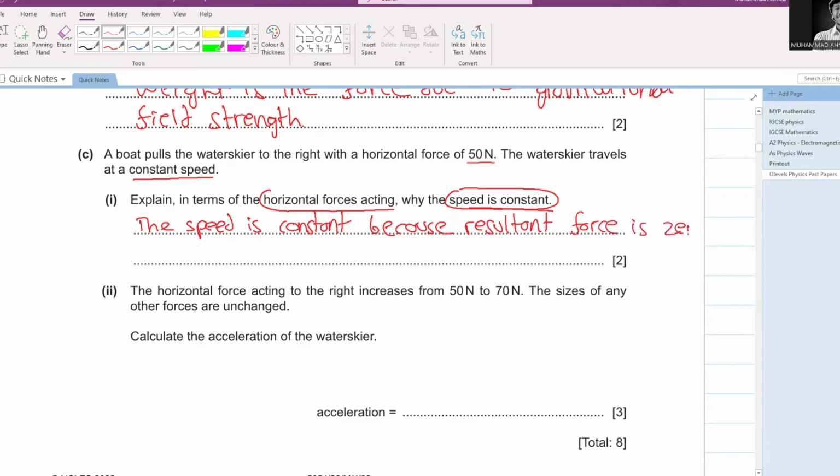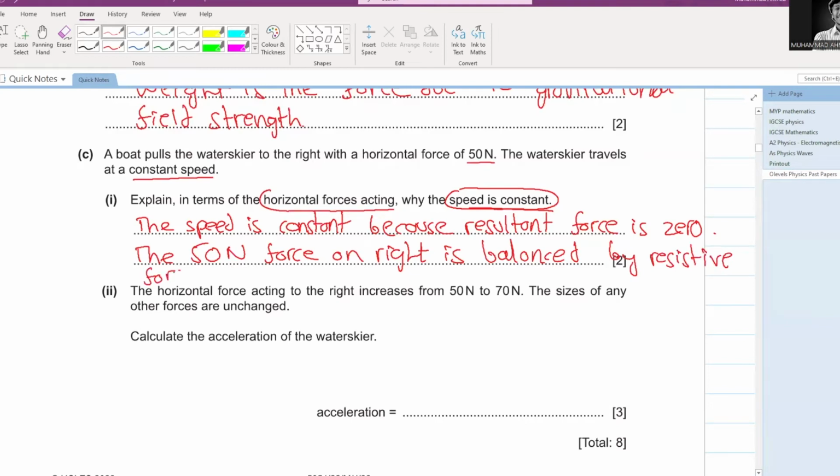Next up, you will say the 50 Newton force on the right is balanced by resistive forces of 50 Newton on the left. Perfect. Let's further move ahead.